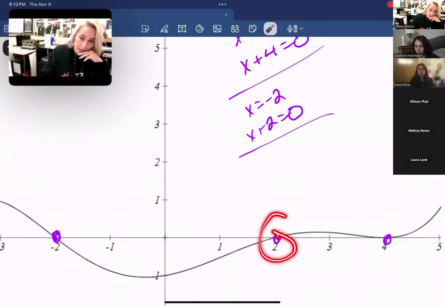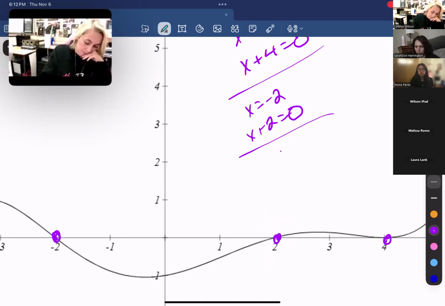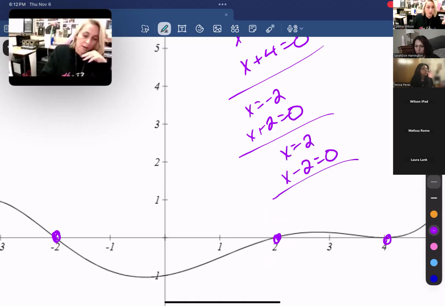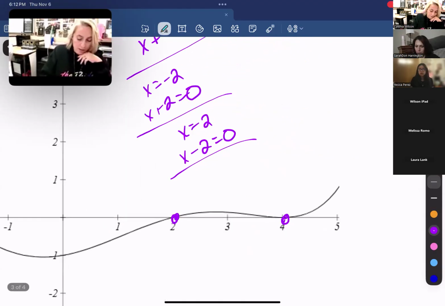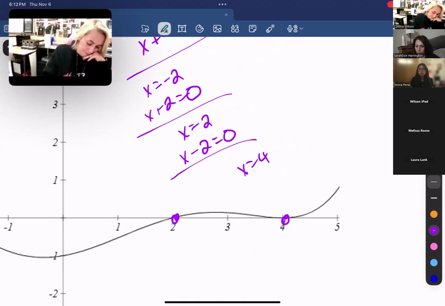And we're here for the positive 2. That's our third factor. And then for this 4, subtract 4, we get x minus 4. So these are our 4 factors.